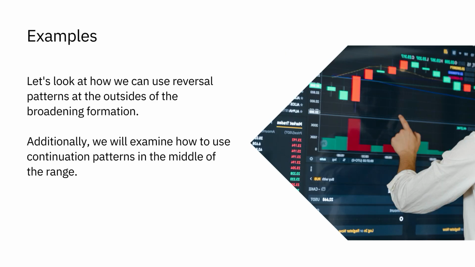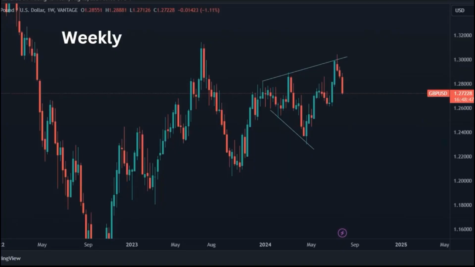Examples. Let's look at how we can use reversal patterns at the outsides of the broadening formation. Additionally, we will examine how to use continuation patterns in the middle of the range. Here's a weekly chart of GBP USD. We can definitely see a broadening formation happening right here on this weekly chart.